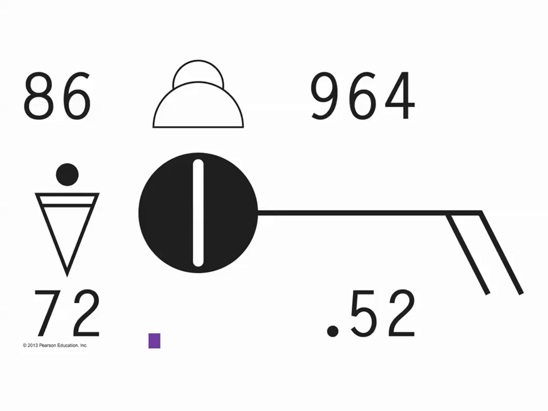Hi class, another quick review for chapter 12, and this is understanding some of the weather symbols on synoptic weather charts. So remember, a synoptic weather chart means all of the data were collected at the same time. So it's showing you data at a bunch of different weather stations all collected at the same time.